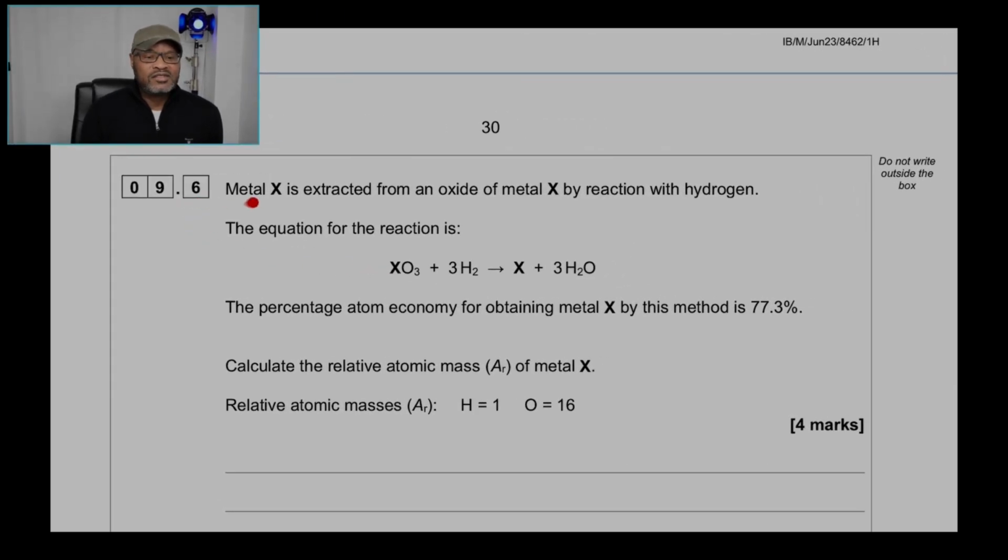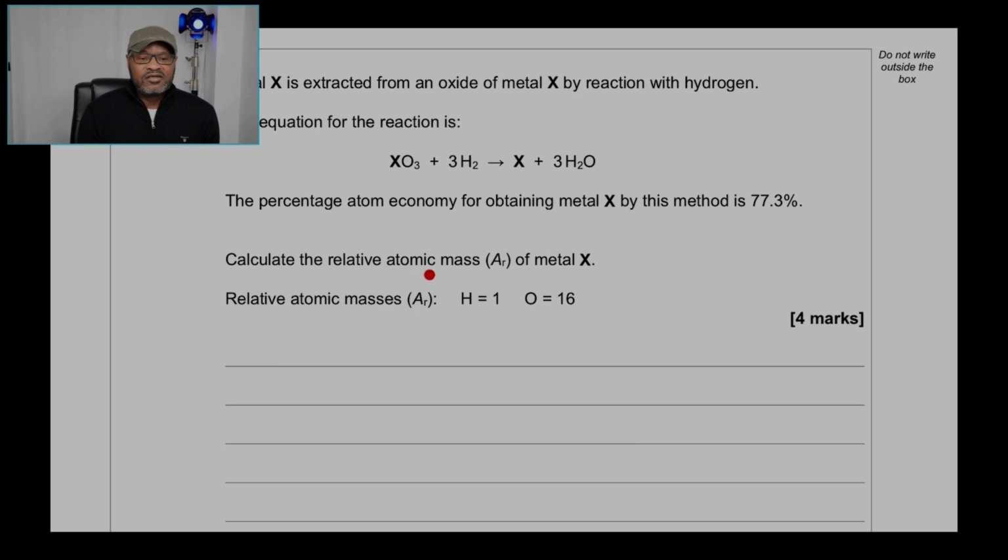Question 9.6. Metal X is extracted from an oxide of metal X by reaction with hydrogen. That means hydrogen gas. The equation for the reaction is XO3 plus 3H2 to give X plus 3H2O. The percentage atom economy for obtaining metal X by this method is 77.3%. Calculate the relative atomic mass of metal X. The relative atomic mass of hydrogen is 1 gram per mole, oxygen is 16 grams per mole. The water here will be 3 times 18 grams per mole.